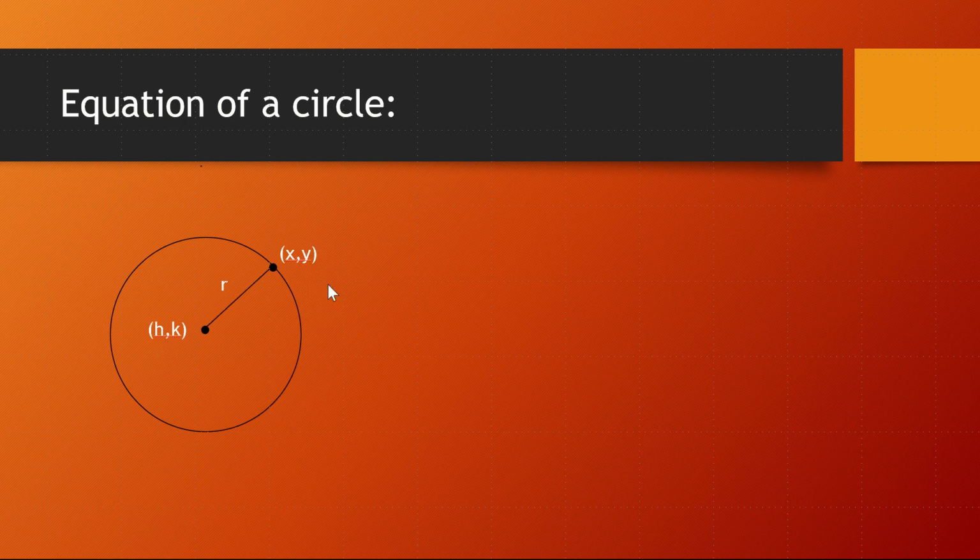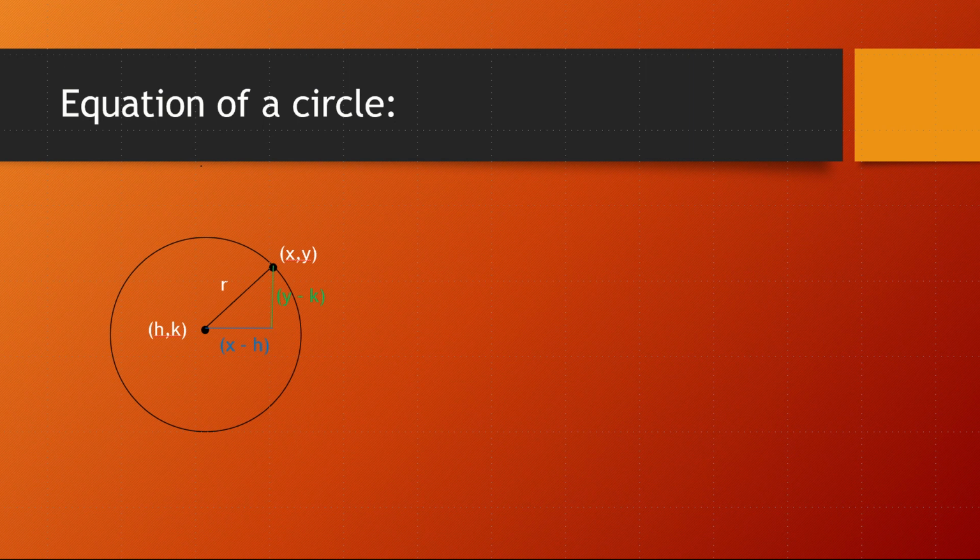So how are we going to get an equation for this circle? Here's how to do it. Basically, it's just the Pythagorean theorem. So this distance in green is going to be y minus k, and this distance in blue is going to be x minus h, okay?